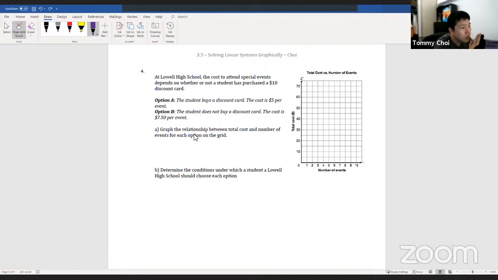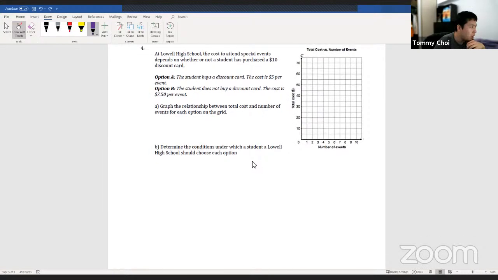Okay, so we have the number of events on X, we have the total cost on Y. Option A says they buy a discount card and every event after that is $5. For option B, they don't buy the discount card, but every event is now $7.50. How should we graph this is the question, right? There's a lot of different ways you can do it. The first way you could do it is a table of values. You can set it up as X, Y, and plug in your points.